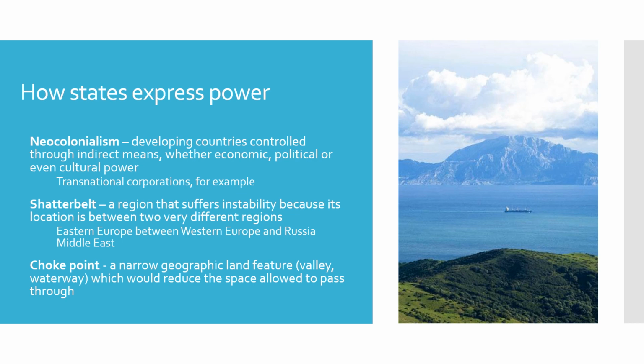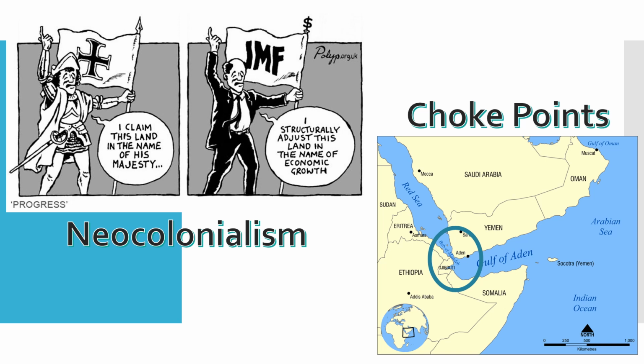Last but not least is called a choke point, and this is a narrow geographic land feature which reduces the space allowed to pass through. If you control a choke point, you can control transportation in between those two areas. So if we look at an example here, it's the area between the Gulf of Aden and the Red Sea.